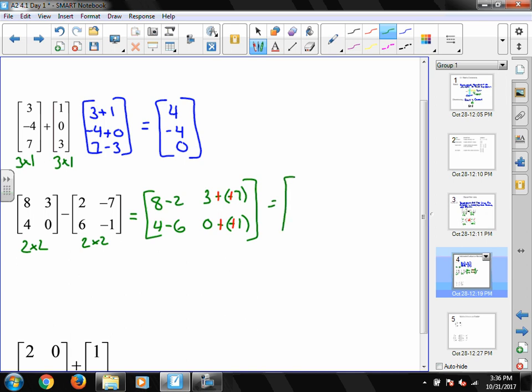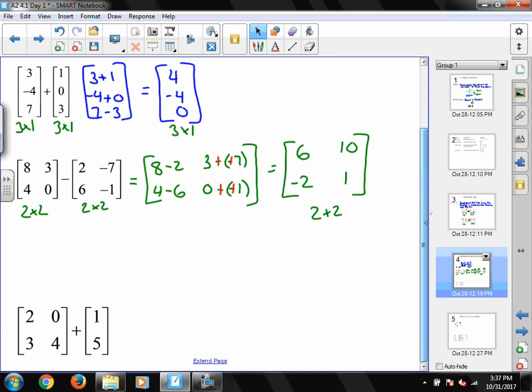So I'm going to end up with 8 minus 2, which is going to be 6. 4 minus 6 is going to be negative 2. 3 plus 7 is going to give me 10. And 0 plus 1 is going to give me 1. And we end up with another 2 by 2 matrix. So we've got that our matrix at the end should match the same size as the 2 matrices that we started adding and subtracting with to begin with.